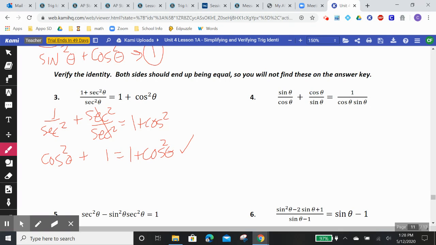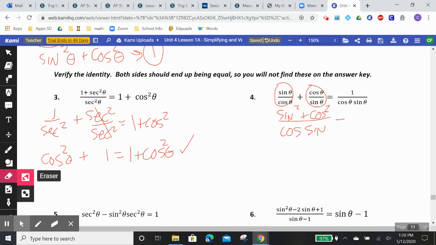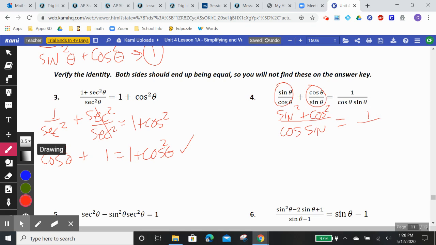what I need to do if I'm adding on the left-hand side is get my common denominator. So I get cosine times sine. Again, what do I need in my first fraction? Well, I'm missing a sine in my denominator, so I multiply by sine in the numerator to get sine squared, bring your plus down. In this fraction, I am missing the cosine in the denominator, so I multiply cosine by top and bottom to get cosine squared. Oops, that's a little sloppy. Equals 1 over cosine sine.